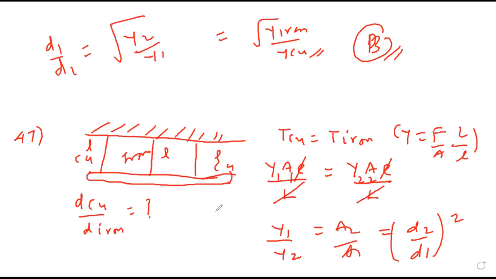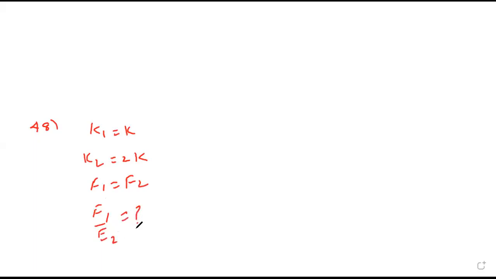Done, sir. Sum number 48. Two springs of force constant K and 2K are stretched by same force. That means F1 is same as F2. E1, E2 are the potential energy stored respectively. Then relation between E1 and E2 we want. Just try, take 2 minutes.